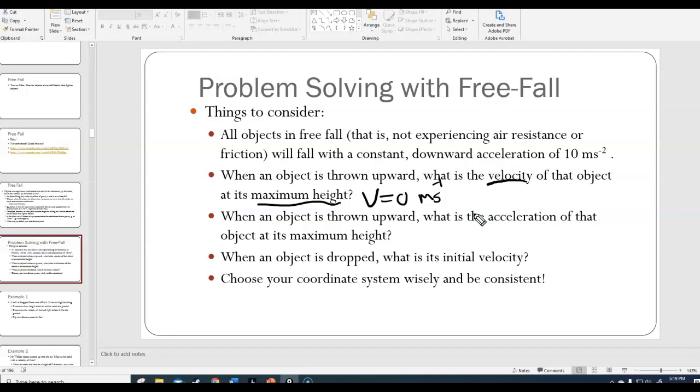So by definition, at its highest point, the object has to stop moving. If it was still moving at its highest point, then, well, that would not be the maximum height, right? Because then it would have kept going up.